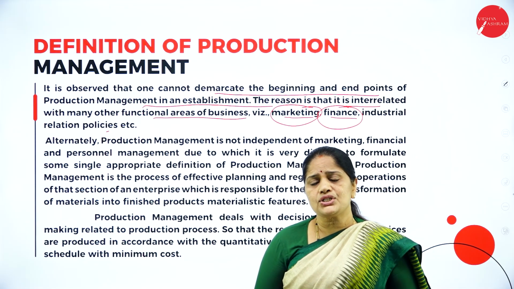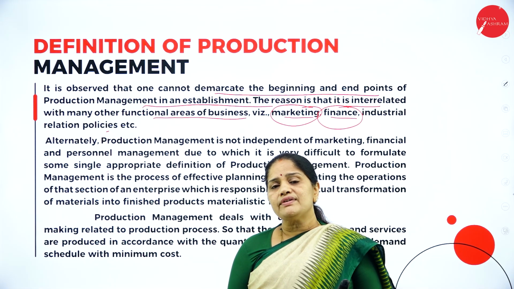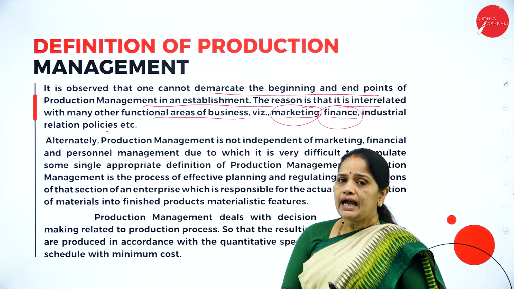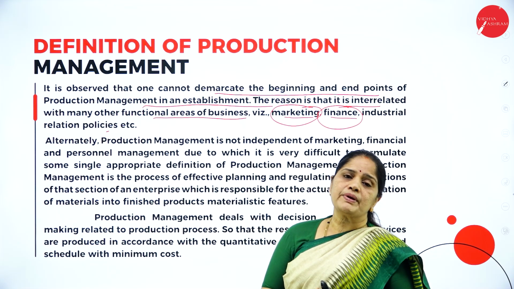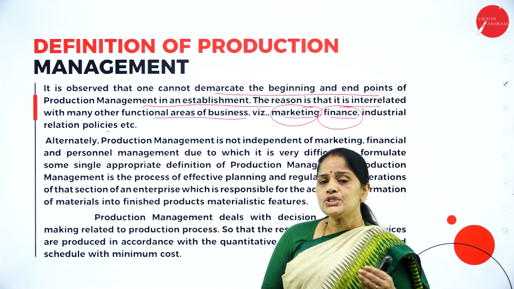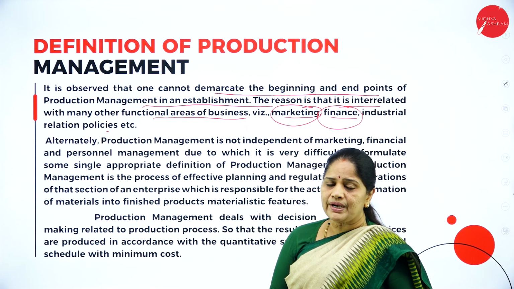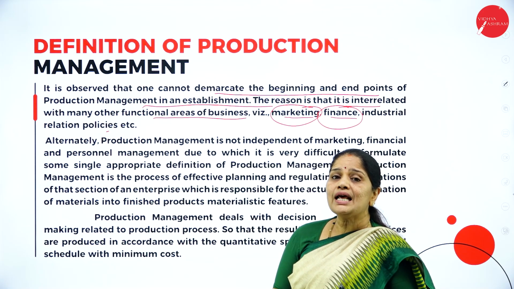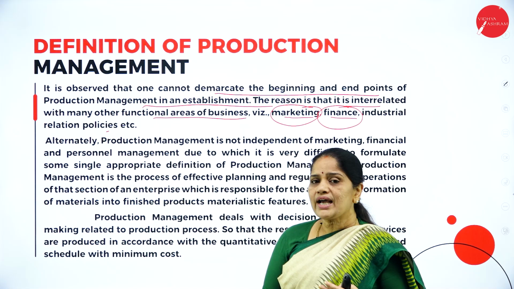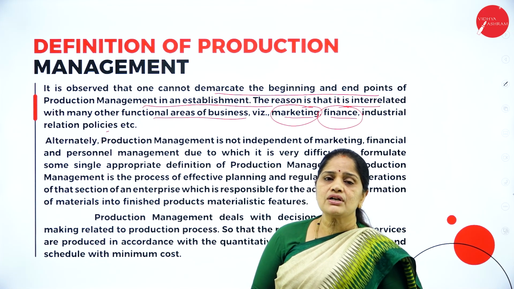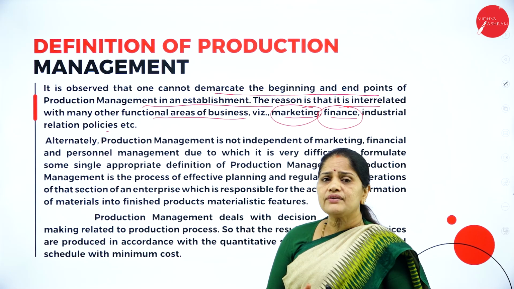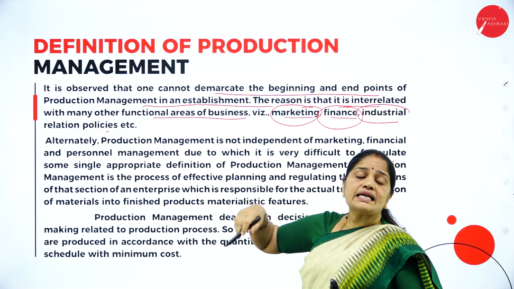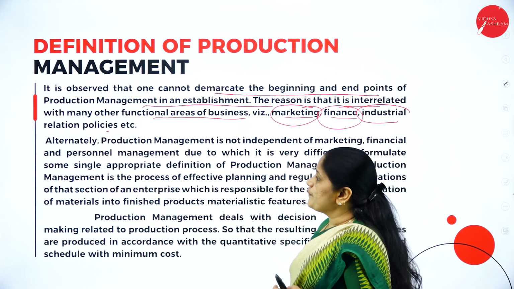So, why industrial relations? Because most of the workers who work for the factory will be involved in the production field itself. And as such, the industrial relations becomes very, very important. So there should be harmony between the labor and the management. Only then we can have a smooth process of production, for which we need good industrial relations. So that is why we say that the production function of management is interrelated with various other departments. So that is why it is interrelated to industrial relation policies, etc.